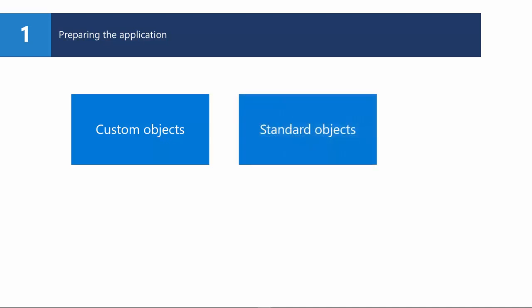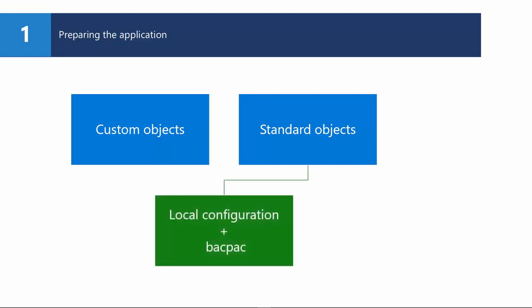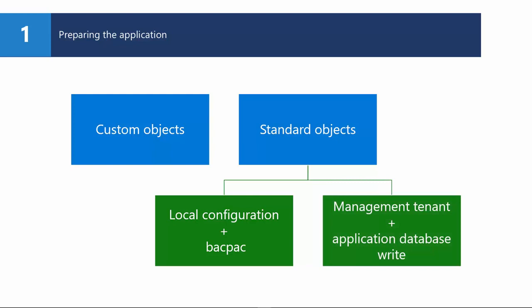Instead, you may decide to use standard objects to set up new tenants. Personally, I prefer this way because you don't need to deploy and maintain custom objects. If you choose this strategy, you'll have to either configure your web services locally and then make this configuration a part of your business logic backpack file, or you'll have to create a tenant for application management purposes, mount it with allow application database rights, and then use it to configure the new web services. Here, I'll demonstrate this last approach.